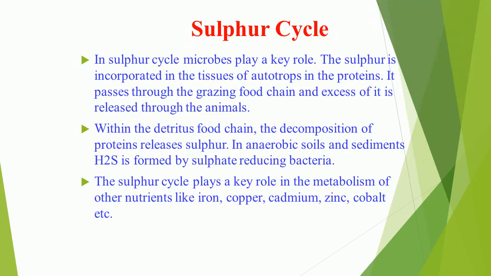The sulfur is incorporated in the tissues of autotrophs in the proteins. It passes through the grazing food chain and excess of it is released through the animals. Within the detritus food chain, the decomposition of proteins releases sulfur. In anaerobic soils and sediments H2S is formed by sulfate-reducing bacteria. The sulfur cycle plays a key role in the metabolism of other nutrients like iron, copper, cadmium, zinc, cobalt etc.